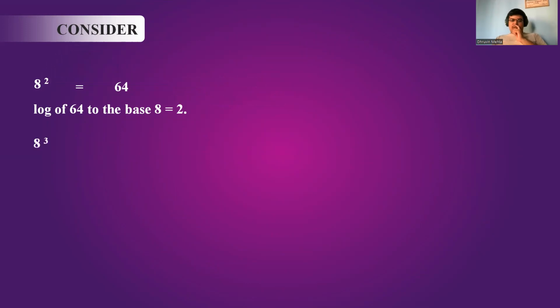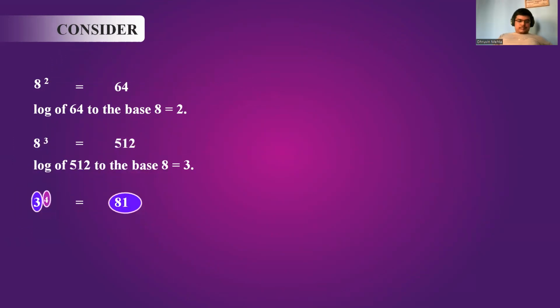Chalo, similarly, you tell me if 8 cube is 512, how will you write this in log form? Log of 512 to the base 8 is 3. Correct. Next, if we have 3 raised to 4 is 81, how will you write this in log form? Log of 81 to the base 3 is equal to 4. Chalo, quickly write one example from this and then we'll move to the laws of logarithm.